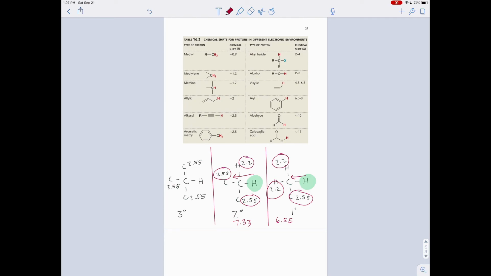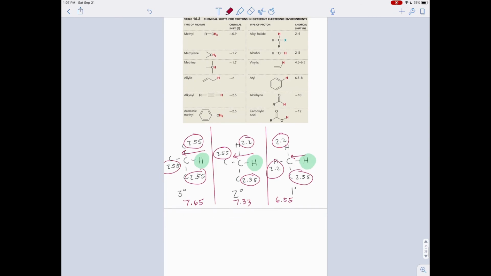And finally, in the tertiary case, our hydrogen of interest is right here. It's surrounded by 3 carbons, so that's 2.55 plus 2.55 plus 2.55. That's a net electronegative pull of 7.65. So those act even better to pull electrons away from the hydrogen.